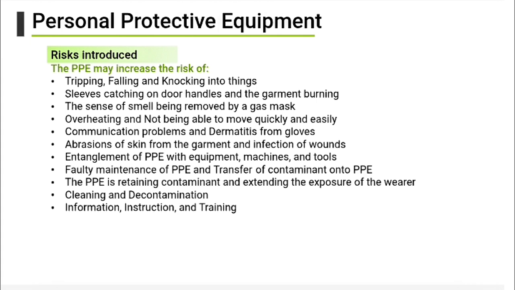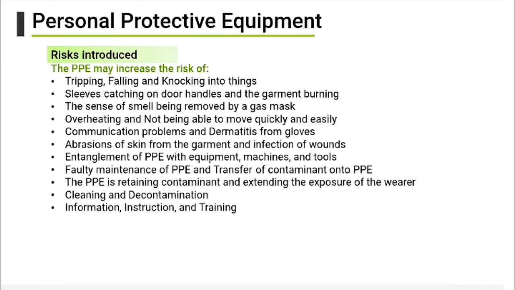Communication problems. Certain PPE, like gloves, can hinder effective communication, and prolonged use may lead to dermatitis, skin abrasions, and wound infections. PPE, especially when ill-fitting or improperly worn, can cause abrasions on the skin and potentially lead to wound infections. Entanglement. PPE can become entangled with equipment, machines, and tools, creating dangerous situations. Faulty maintenance. Inadequate maintenance of PPE can lead to reduced effectiveness and compromised safety.